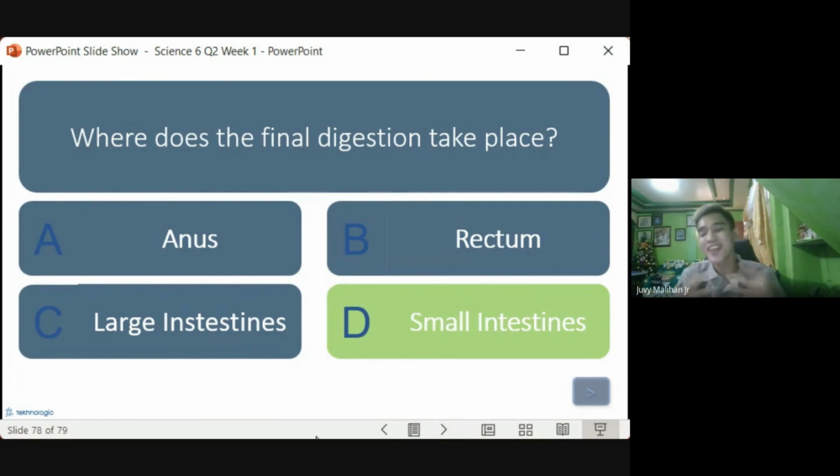All right. So with that, I can say that you really understood our lesson for today. Okay. So those are the first three body systems of humans. We have the skeletal system, the integumentary system, and the digestive system.